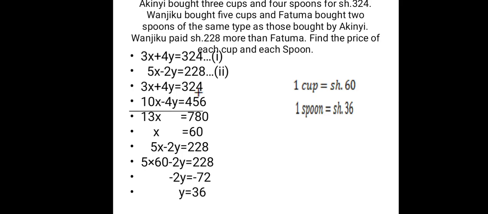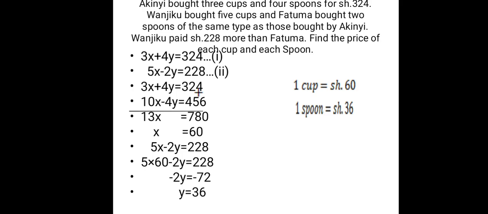Now, we shall multiply the second equation by 2, and we leave the first one the way it is. So the first one will remain 3x plus 4y is equal to 324. The second one, since we multiplied by 2, will be 10x minus 4y equals 456, because 5 times 2 is 10, 2 times 2 is 4, and 228 times 2 is 456.